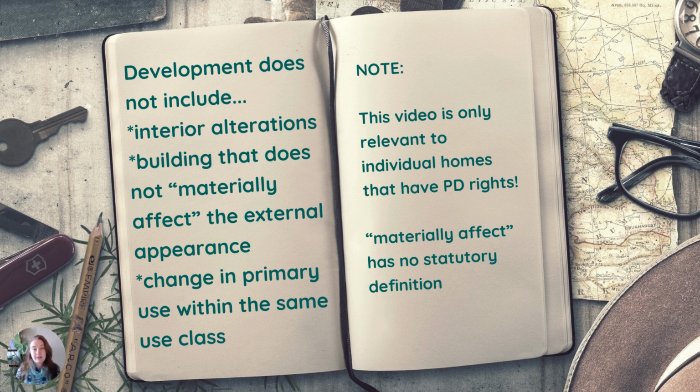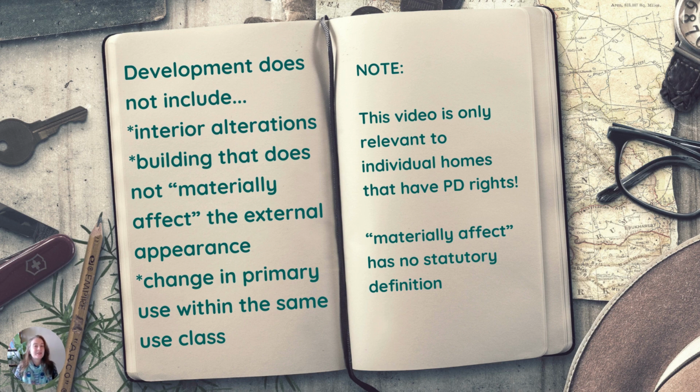In terms of material effect, as I said, there's no statutory definition, so it can come down to some interpretation. And usually it means things like you're not massively changing the way it looks from the outside. But if you've got timber windows and you're repainting them another colour, that is something you're allowed to do. It's not something of a big impact for the external appearance, even if actually it does have quite a big impact on the external appearance.